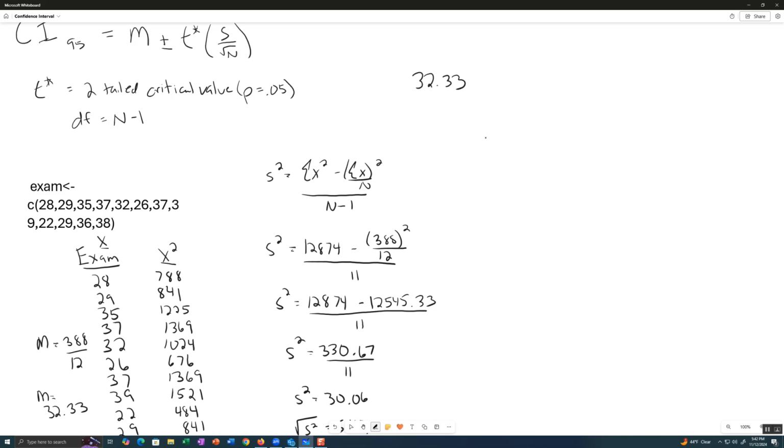So this is my confidence interval, plus or minus the critical t-value. We're going to need the table for that. We have 11 degrees of freedom, and we're going to use 0.05 two-tailed because we're looking for a 95% confidence interval.